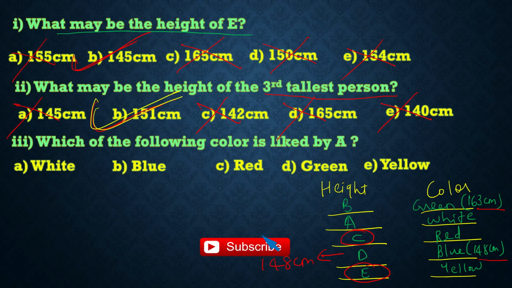Next one. Which of the following colors is liked by A? A likes white. So the answer is the first option, that is white.